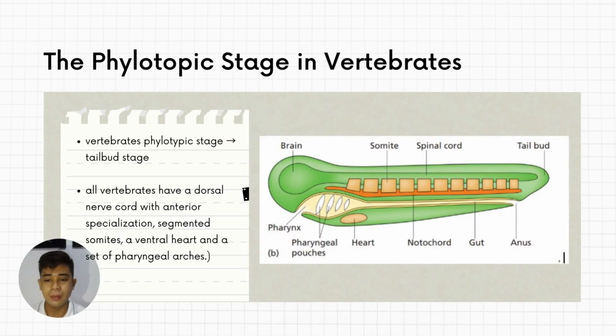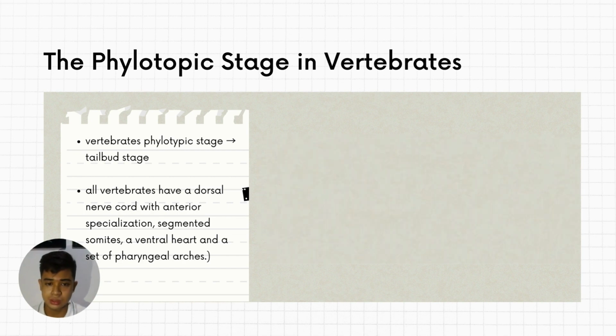On the other hand, among vertebrates, the phylotypic stage is the tailbud stage. It is when all vertebrates have a dorsal nerve cord with anterior specialization, segmented somites, a ventral heart, and a set of pharyngeal arches. The tailbud stage of the vertebrates can be seen in the picture beside. We can see the brain, the somite, and the tailbud, and other anatomical structures which can be similarly found in most vertebrates.